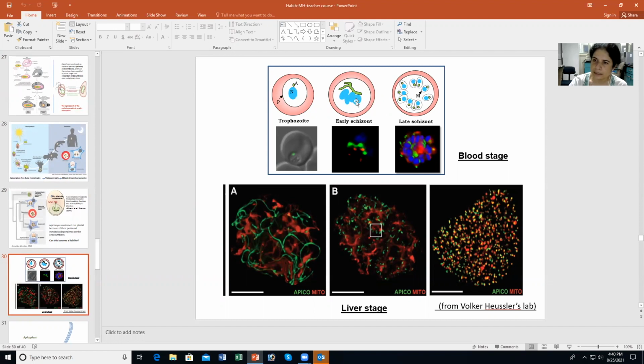And then as this parasite divides into merozoites, each of the merozoites not only gets a nucleus, but also a single apicoplast and a single mitochondrion. Here you can see that each of the merozoites is getting a single apicoplast. In the liver stages, and this is data from Volker Heussler's lab, it's very interesting. Here in green, you see the apicoplast. Here in red, you see the mitochondria. This is a single infected liver cell. Just look at the way the apicoplast is branched.